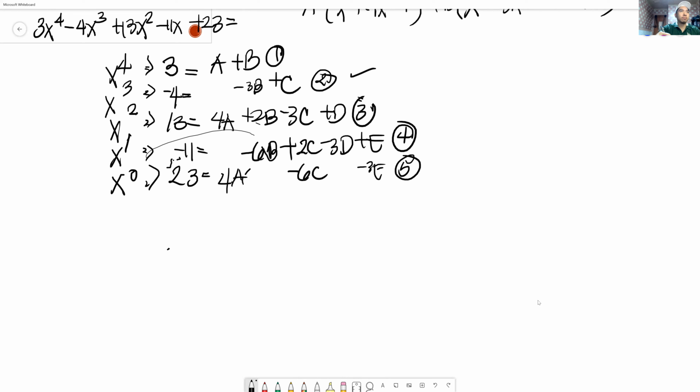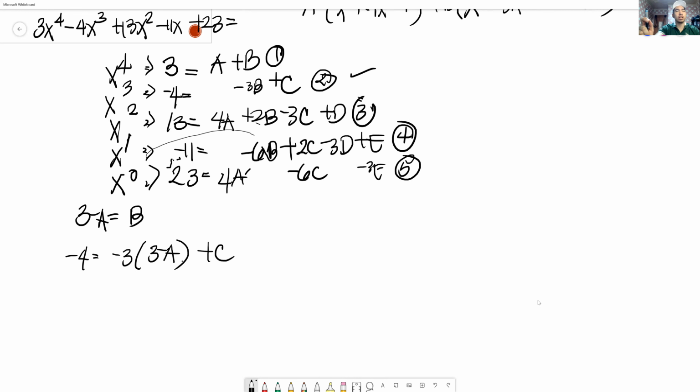So we have here 3 minus A is equals to B. 3 minus A equals to B. So that would be the first one. So substitute that to here. So we have negative 4 equals to, sorry for that, negative 3 times 3 minus A plus C. So just to omit our B.